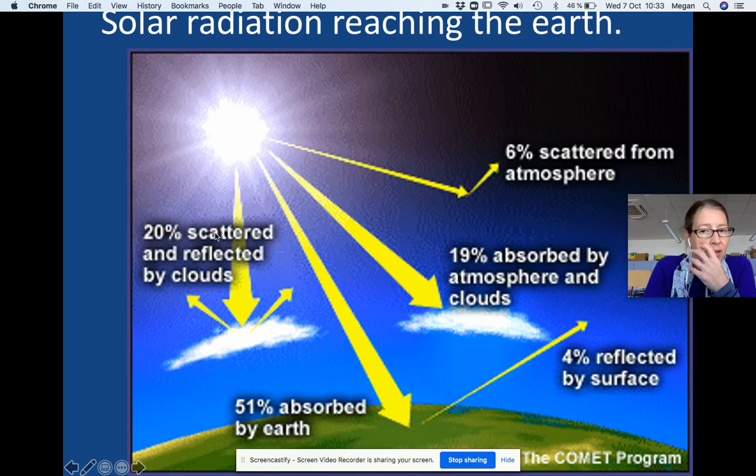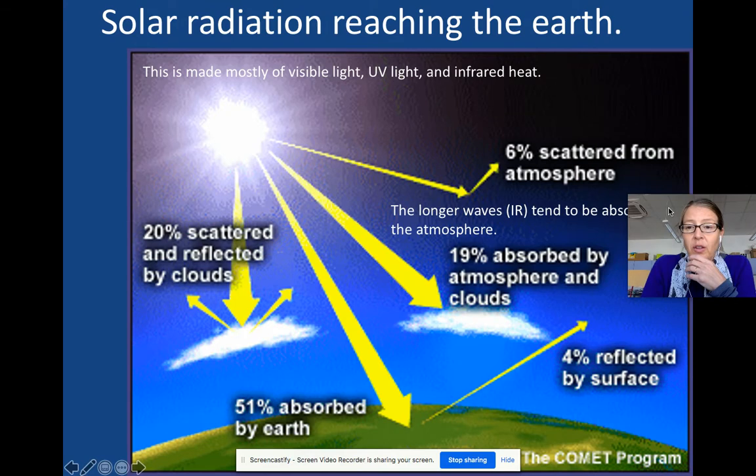All right, so we have a reflection off the clouds, which I'm going to look at in a little bit more detail. So a lot of that incoming solar radiation is going to be just reflected back out to space by the clouds. So the clouds will absorb some, and some is just going to get scattered in the atmosphere.